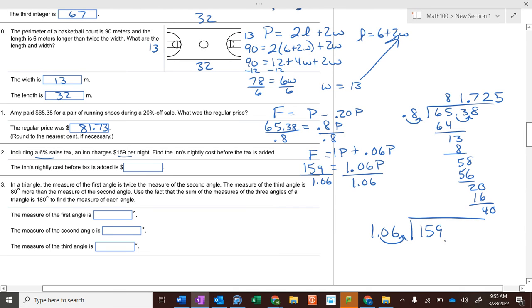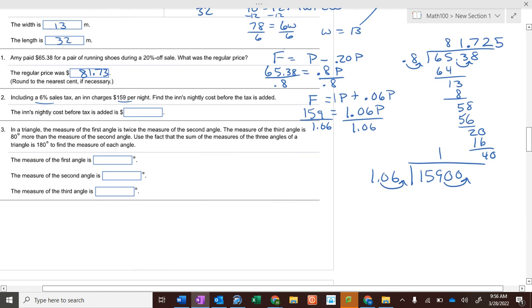Well, you have to move the decimal point over 2 places. So 106 goes into 159 once. And we get 530. 106 goes into 530 5 times, and you get 530. And then you have a 0 before the decimal point. So it must be $150.